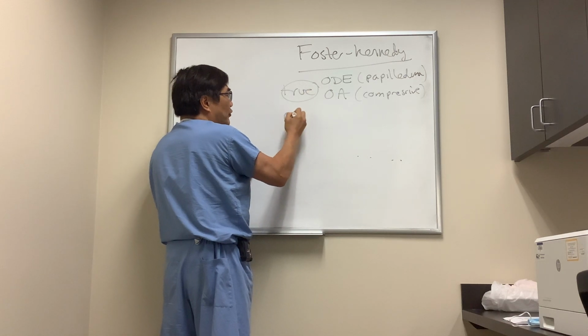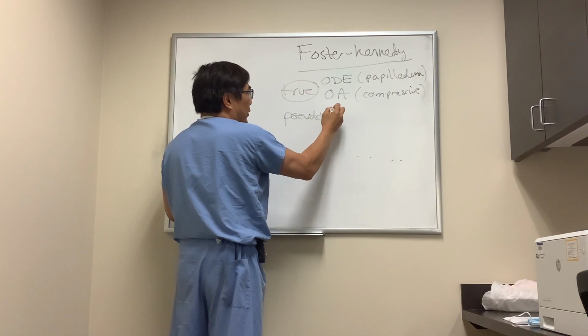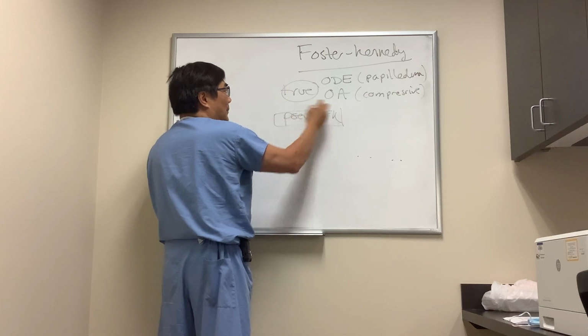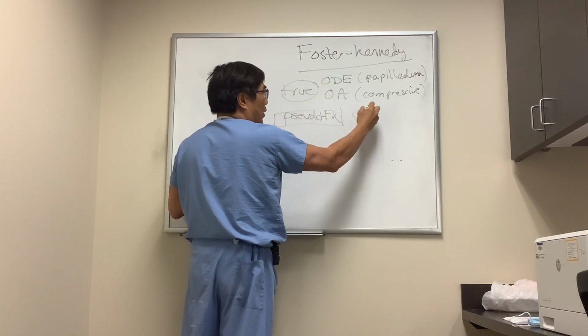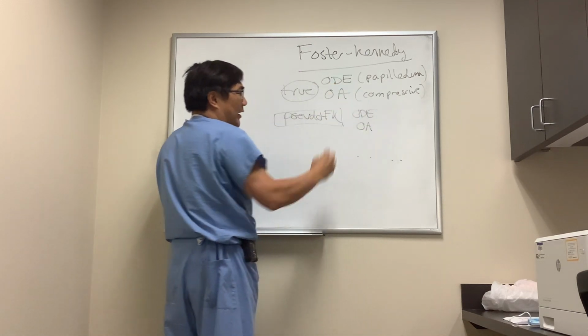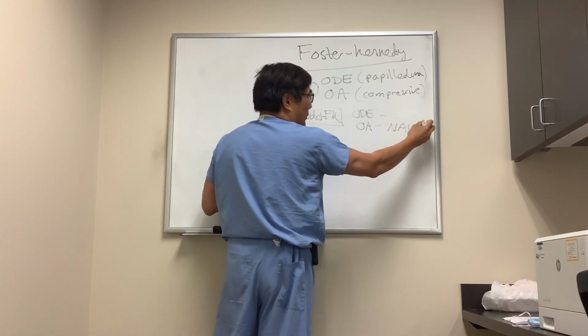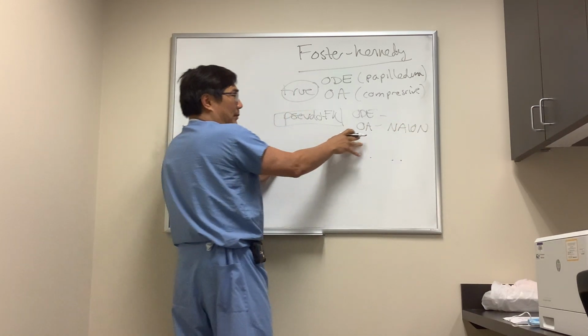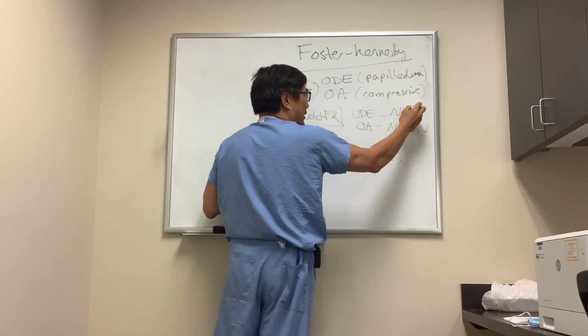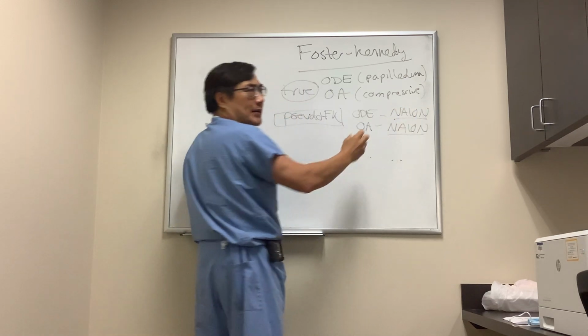However, there's a pseudo-Foster-Kennedy syndrome, which has the same ophthalmoscopic appearance, optic disc edema in one eye and optic atrophy in the other eye, but it's from NAION or some optic neuropathy with disc edema in the past, and then they have a new event, say NAION in the ipsilateral eye.